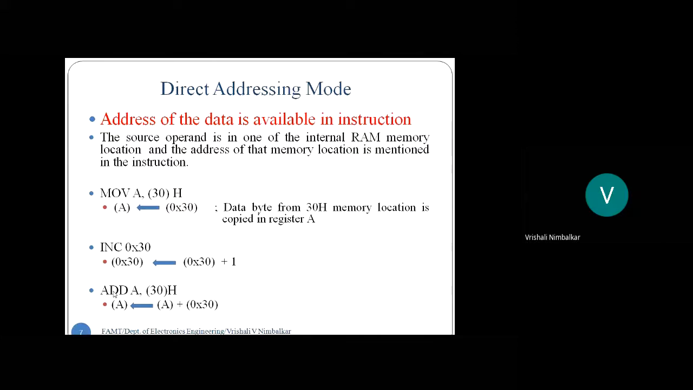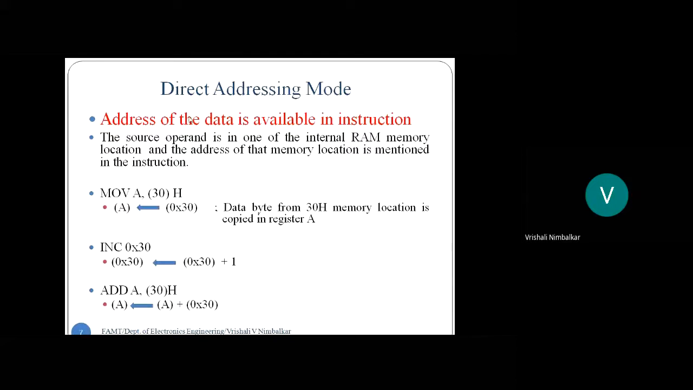Okay. Third example, ADD A, 30 hex. It's an addition. Addition from where to where? Data available at this address, 30 hex address. The data from this address is added with the data from accumulator and the result is stored back in accumulator. Okay. So what is mentioned in the instruction? The address of the source operand is mentioned in the instruction.